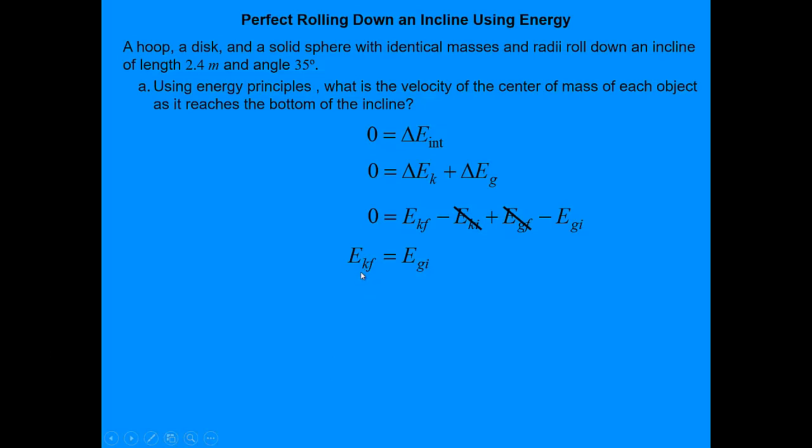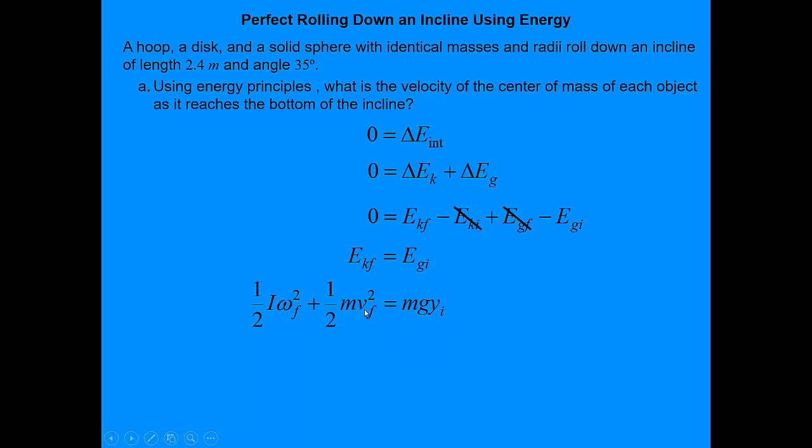Now we've got to plug in expressions for this, and this is where we need to be a little careful. These are rolling down an incline. So we need to use rolling kinetic energy. And remember, something that is rolling is both rotating and moving translationally, meaning moving linearly. And so rolling kinetic energy has a rotating part and a translational part. 1/2 I omega F squared is the rotational part of the kinetic energy. 1/2 M VF squared is the translational part of the kinetic energy. And then EGI is, of course, M G YI.